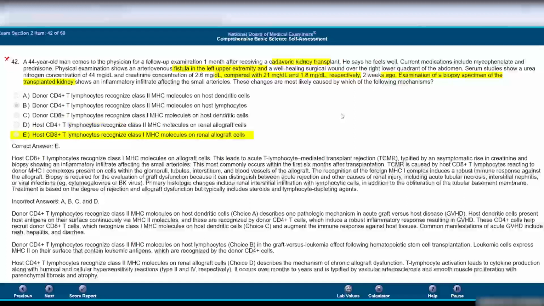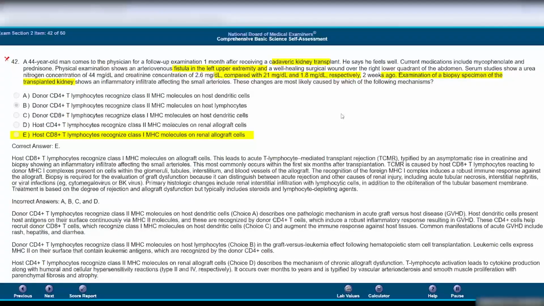But it's your host. If I got a kidney transplant, it's my body that recognizes the MHC class one on something else and thinks, oh, that's foreign, so it's going to attack it. When you're talking about donor CD4 T lymphocytes recognizing MHC2 on host lymphocytes, that's more of a graft versus host. That means the immune system of the kidney that you got it from is now attacking your body, which doesn't make sense in this particular instance. So you had to pick something with the host attacking the graft itself. You should have gotten it between D and E.